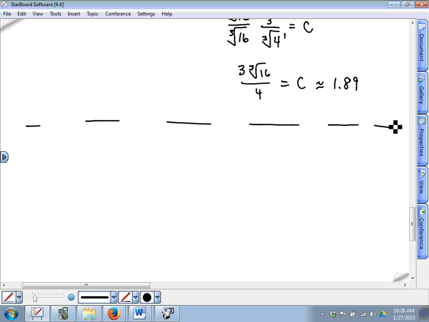Here's another theorem. Actually, it's 2. We have 2 more theorems to get through, you guys. Average value.